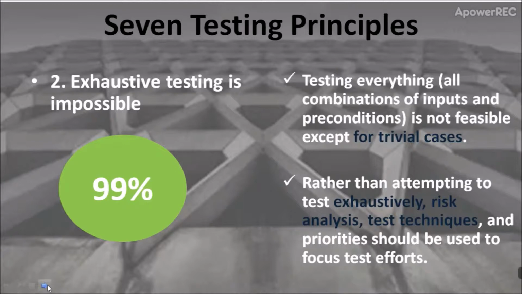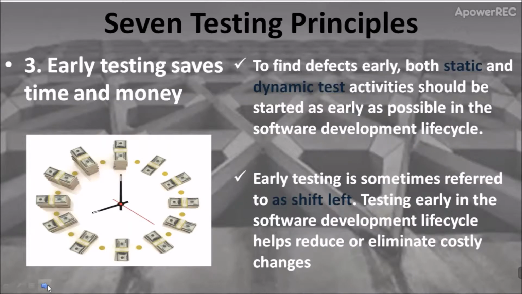The second principle is that exhaustive testing is impossible. Exhaustive testing means that you test everything, all combinations of input and preconditions. But for our systems this is not feasible. It is impossible, except for trivial cases. Most of the time we can't perform exhaustive testing. So what should we do? We should perform risk analysis. We should choose proper test techniques and prioritize them while we are managing our test efforts.